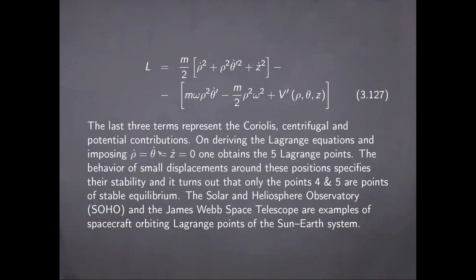On deriving the Lagrange equations and by imposing that the generalized velocities vanish, so with these conditions which correspond to constant coordinates, one obtains the five Lagrange points. The behavior of small displacements around these points specifies their stability, and it turns out that only the points 4 and 5 are points of stable equilibrium. The Solar and Heliospheric Observatory, or SOHO, or the James Webb Space Telescope, are examples of spacecraft orbiting Lagrange points of the Sun-Earth system.